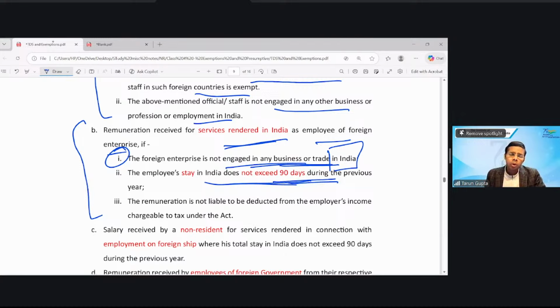The employee which we are talking about stays in India for not more than 90 days. His stay in India is only 90 days or less. And the remuneration which this employee is deriving is not liable to be deducted while computing the Indian taxable income.